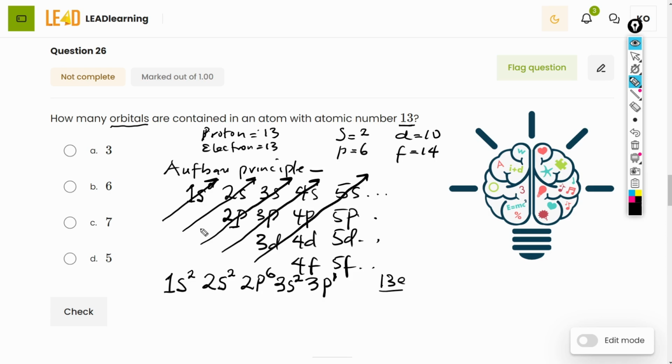Now let's count the number of orbitals. This is orbital 1. This is orbital 2. This is orbital 3. This is orbital 4. And this is orbital 5. It means that an atom that has a proton number of 13 would have 5 orbitals. So our correct answer is the option D, which is 5 orbitals.